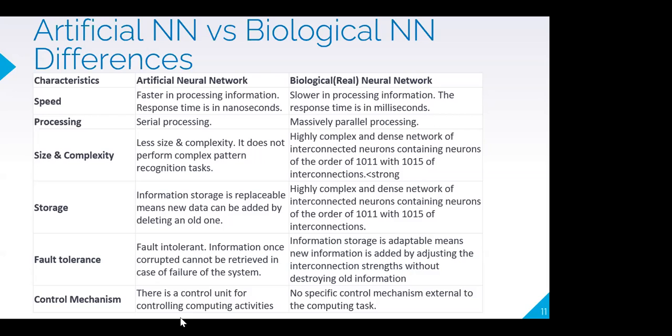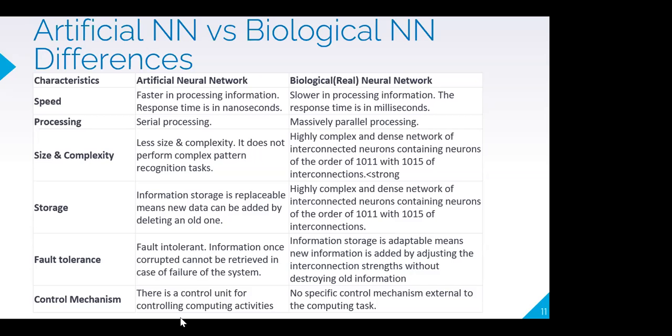And the artificial neural network has storage that is replaceable, which means new data can be added by deleting old data, so space can be conserved. But our biological neural network has adaptable storage.